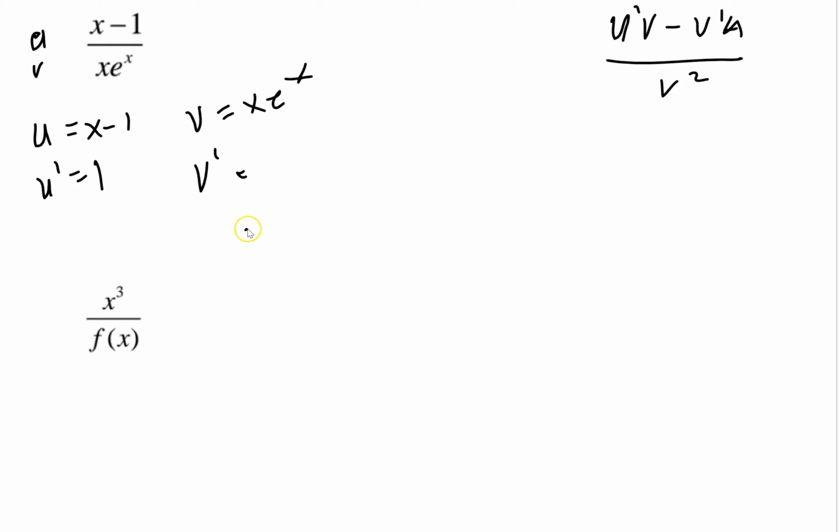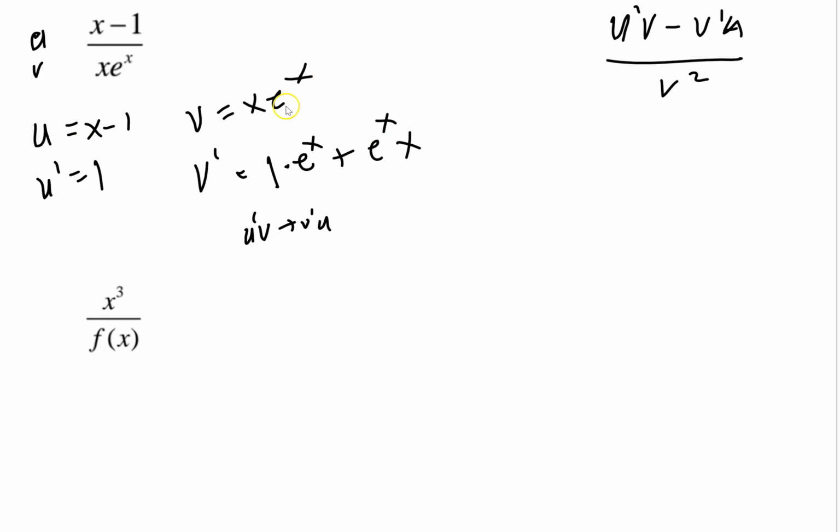Product rule is the derivative of the first times the second plus derivative of the second times the first. It's the same thing at the top. It doesn't matter which comes first because it's the plus. But it's the derivative of the first, 1, times the second, plus derivative of the second. Derivative of e to the x is easy. It's e to the x times the first. So that's what v prime is.